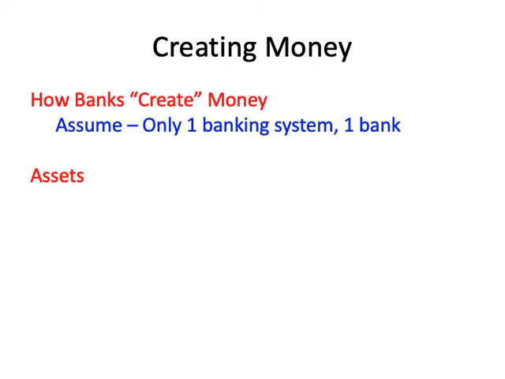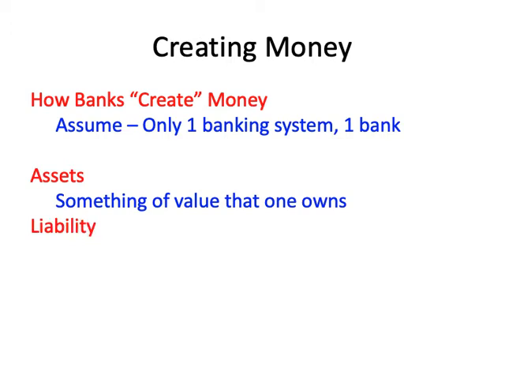It's important to understand what the bank has and what it means to the bank. If you've taken an accounting class, you'll know what assets are. Assets are something of value that one owns, while liabilities are something of value that is owed. Banks are the same. Banks have assets and banks have liabilities, and you're going to see them use money in a way that shows an asset level and a liability level.